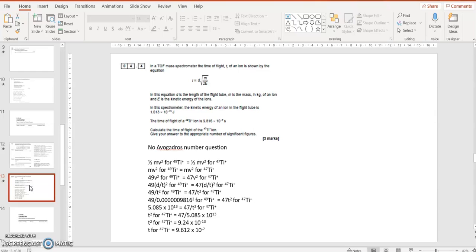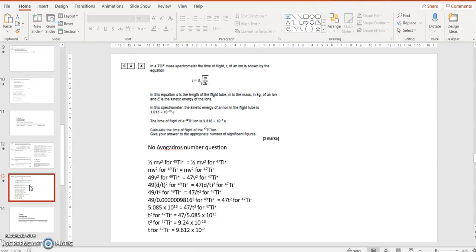If you didn't understand all that so far, all you do, if you're not given Avogadro's number, you take the mass number of a particle, 49, divide by its time of flight squared, equals the mass of the other particle, 47, divided by its time of flight squared. Just remember that, and you're there for this kind of complicated question.